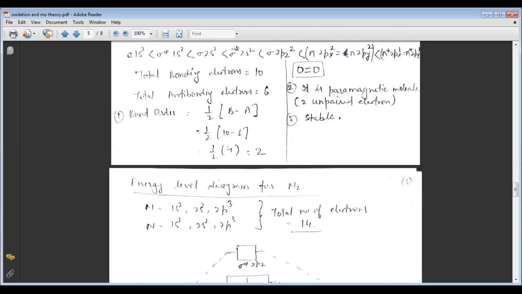And it is stable, because if the bond order is any positive number, it means that it is stable.